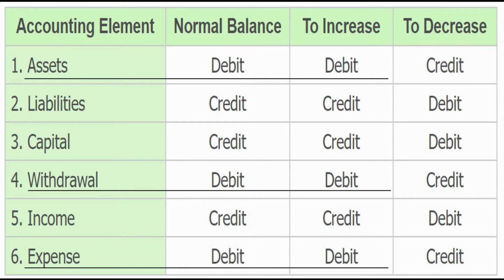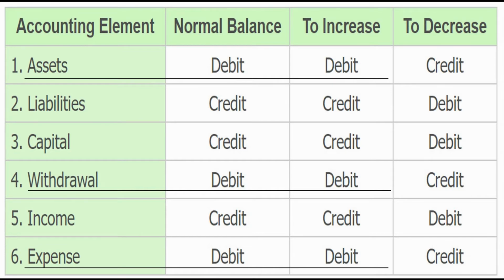To increase these accounts, kailangan ang transaction would fall under their normal balance. So, pag asset, para madagdagan mo siya, kailangan si transaction ay debit. Si withdrawal, para mag-increase, ang kailangan transaction is debit. Same with expenses. While the other 3, liabilities, capital, and income, para madagdagan siya, si transaction dapat nasa credit side of the equation.